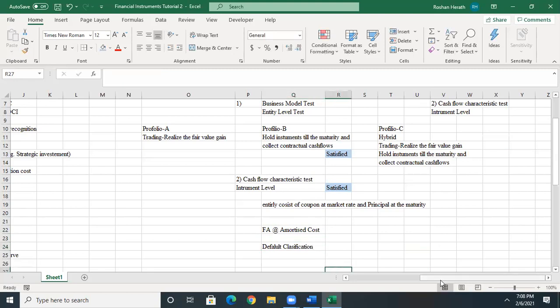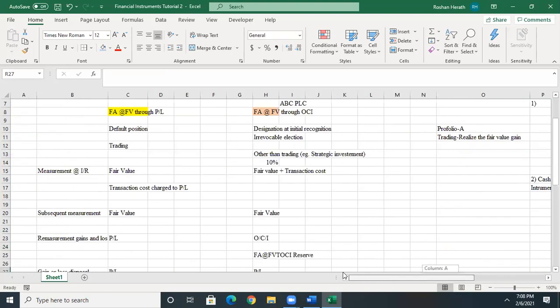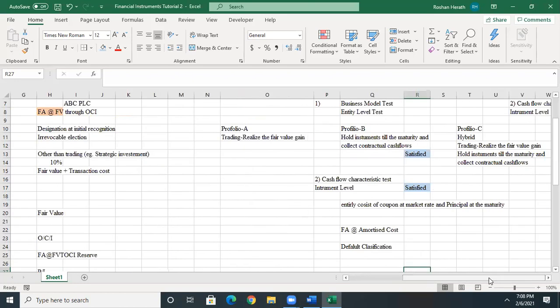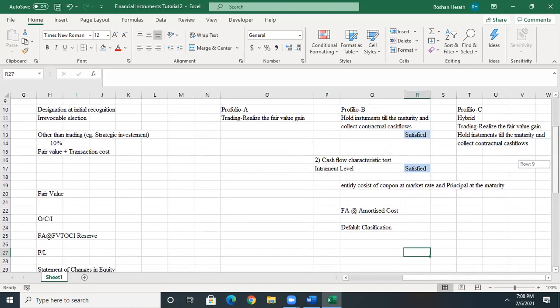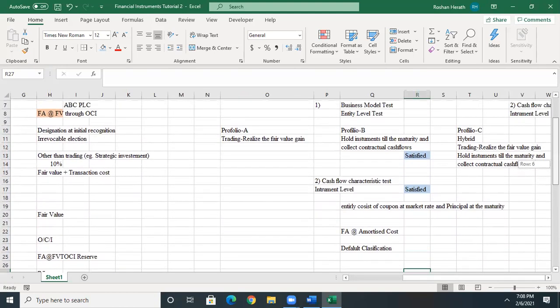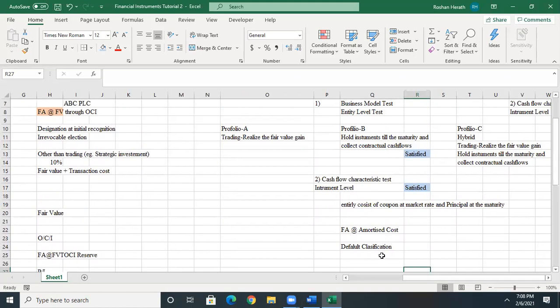So like in the case of the financial asset, the investment in shares, our default classification was the financial asset at fair value through profit or loss. When it comes to a debt instrument, the investment in a debt instrument, the default classification is going to be this, if both the tests are getting satisfied.